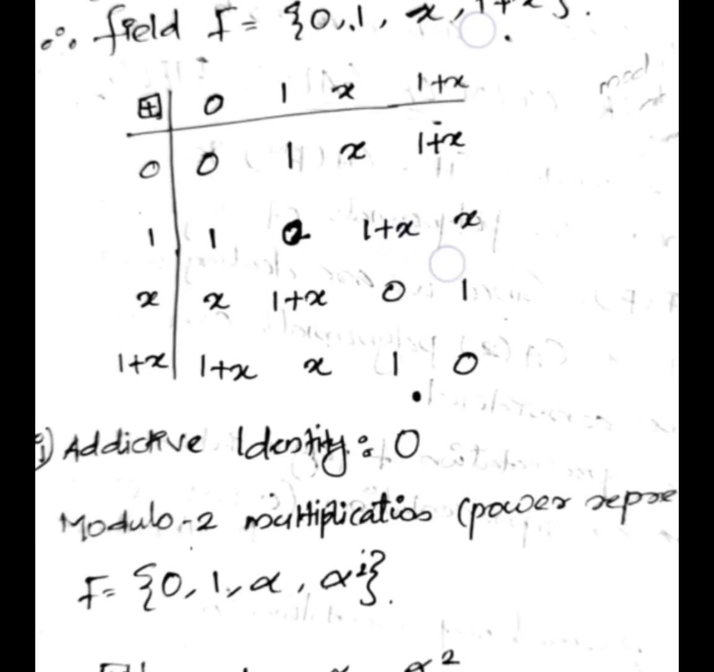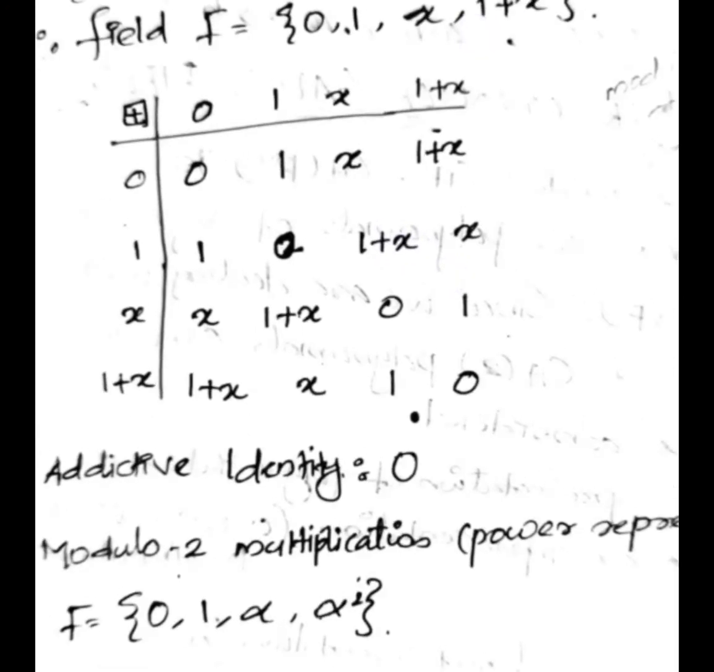Now we are doing modulo 2 addition. So we have 0, 1, x, 1 plus x. By adding, 0 plus 0, we get 0. 0 plus 1, we get 1. 0 plus x, we get x. And 0 plus 1 plus x, we get 1 plus x. Now adding with the 1, 1 plus 0 is 1. 1 plus 1 is 0. In modulo 2 addition, the addition of same numbers is equal to 0. So 1 plus 1 is 0.